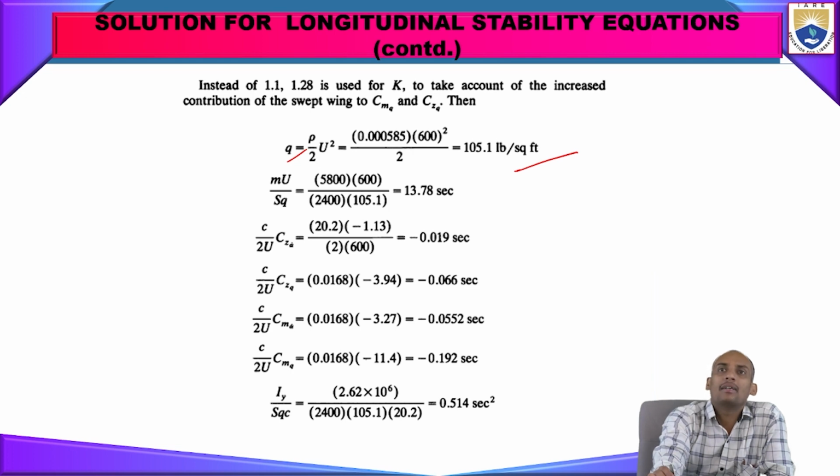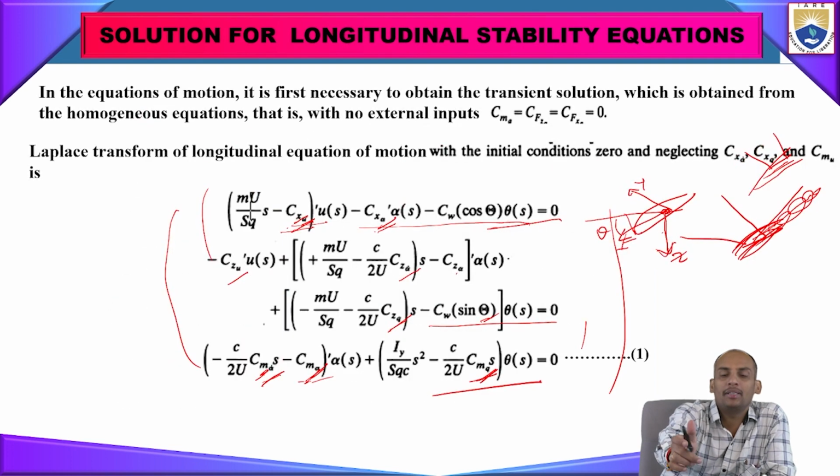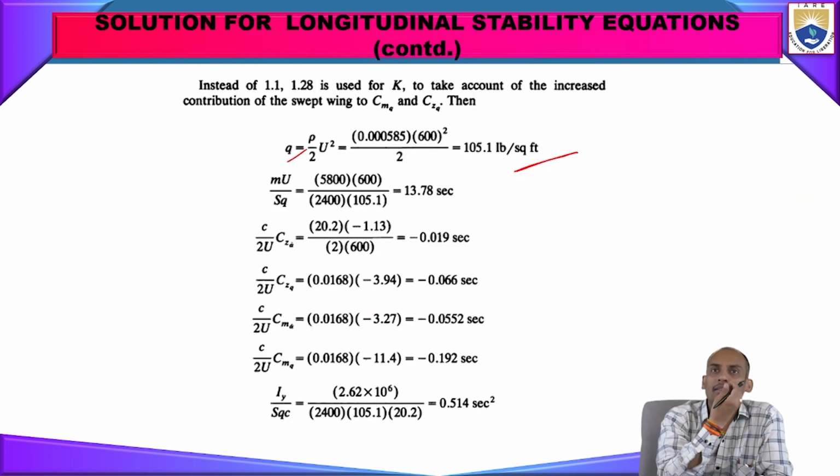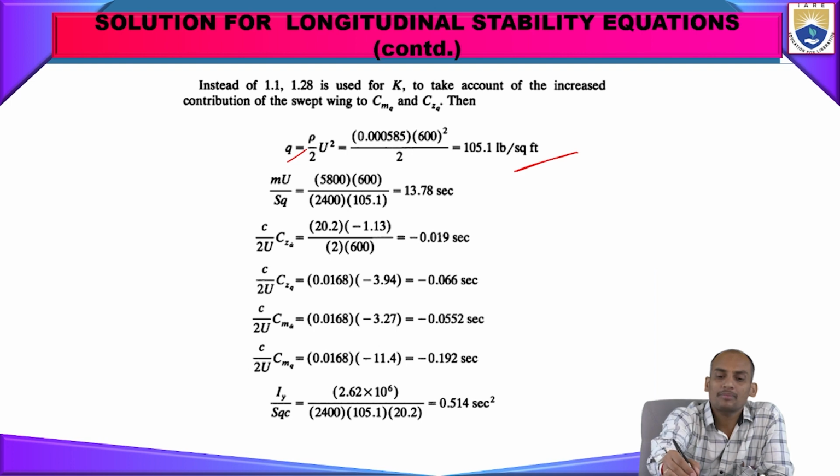105.1 into 105.1 pound per square feet. And other values also, mu by sq. So mu by sq also we got, we need it here, no? So those mu by sq values also we can calculate from the given values. And c by 2u into CZA, that CZA value we can take from that.